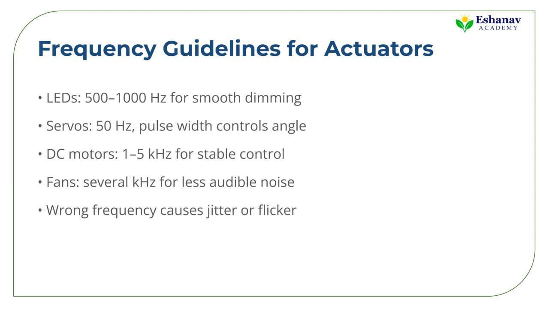Choosing the wrong range is one of the most common mistakes beginners make, like running a servo at 1 kHz and wondering why it jitters uncontrollably. This table should become part of your design toolkit whenever you're setting up PWM.